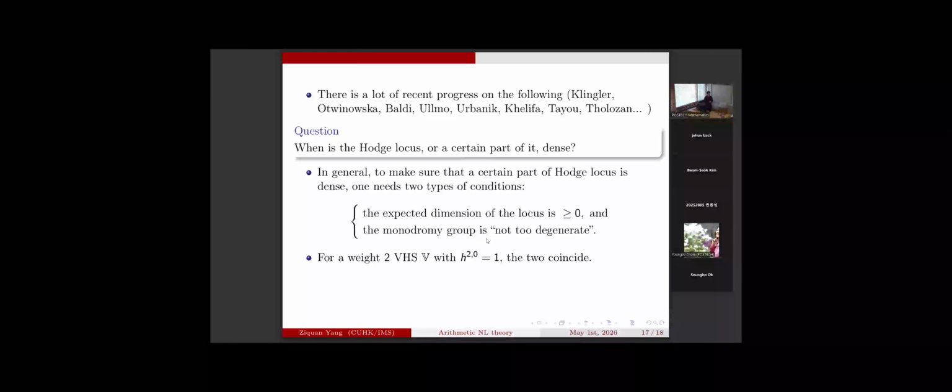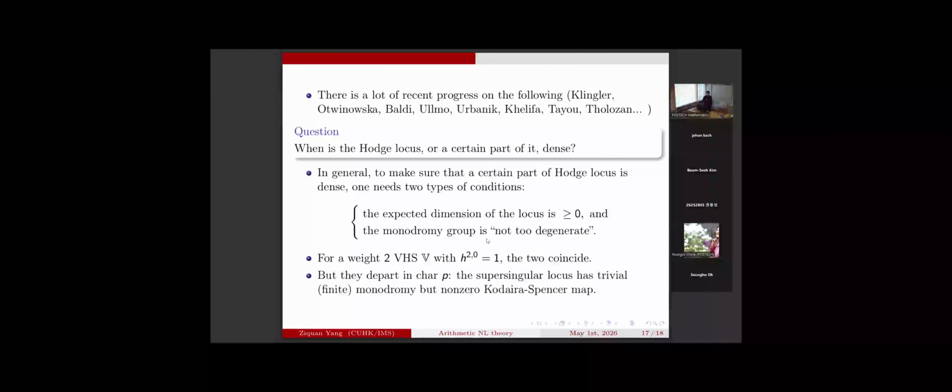Now when you take a weight 2 variation of Hodge structures, say coming from the second cohomology of surfaces, and let's say your Hodge number h^{2,0} is equal to 1, then it turns out that these two conditions coincide. They are both equivalent to saying that your VHS is non-isotrivial. This is essentially a consequence of the theorem of the fixed part. If your monodromy is trivial, then you cannot have a non-trivial variation of Hodge structures.